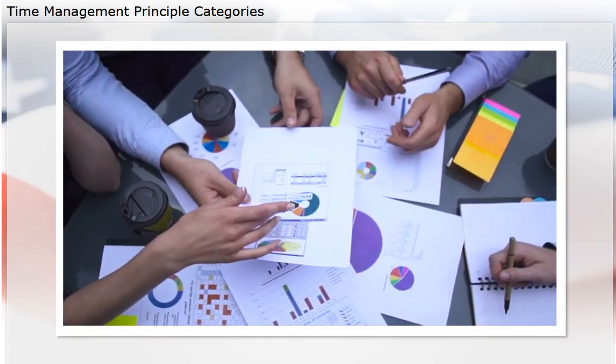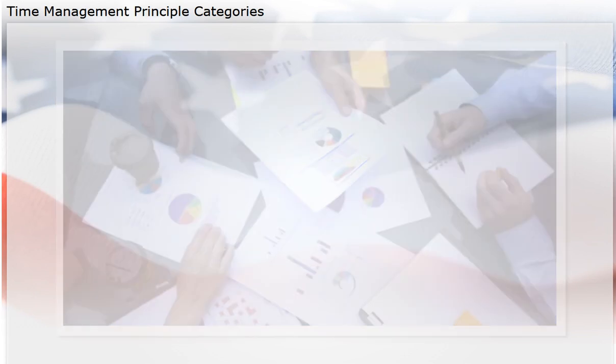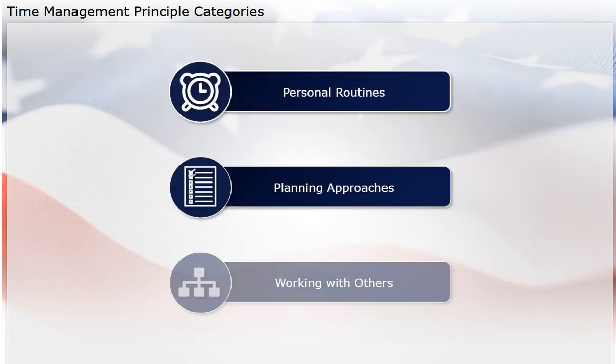There are 13 critical time management principles that provide the foundation for this module. The principles can be grouped into 3 categories. Click Next to learn about each.